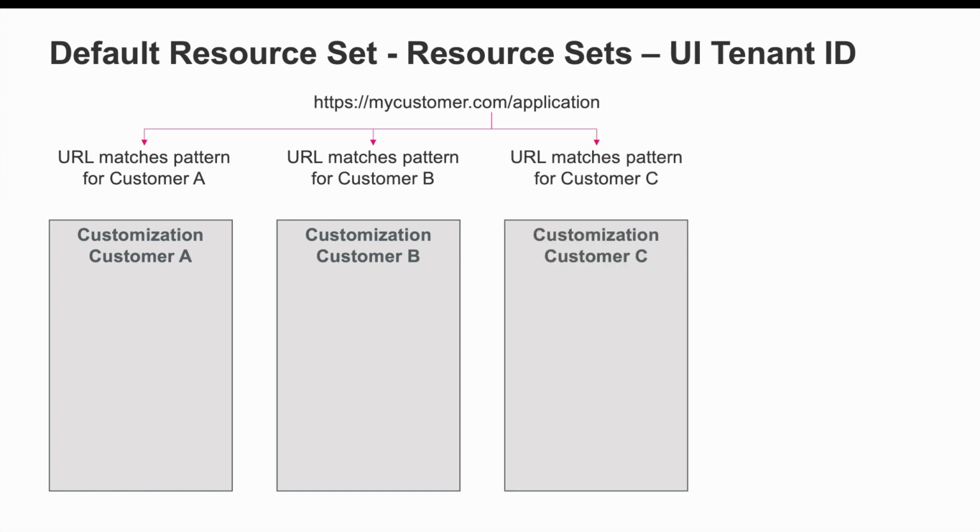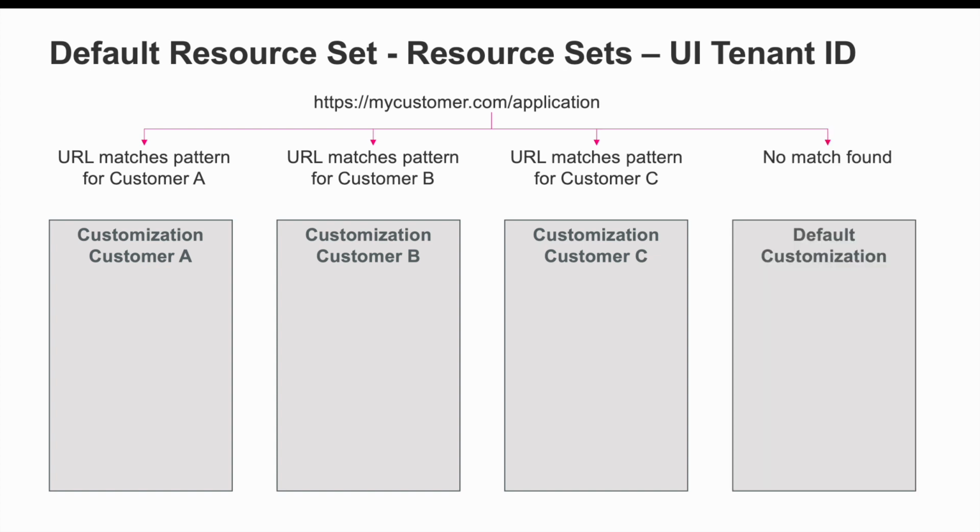If none of those match, then we have a fallback, and that's what the default resource set does. It's the fallback, and it's the default customization. If you're a customer that doesn't need all this fancy matching thing because you only have one customization, then that's what you're going to use. You're going to use the default resource set, which we already introduced in 7.5, and that's where you define the location of your resource set file, and you're done. You don't have to use the other things.